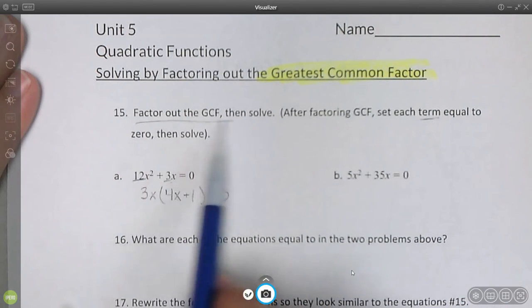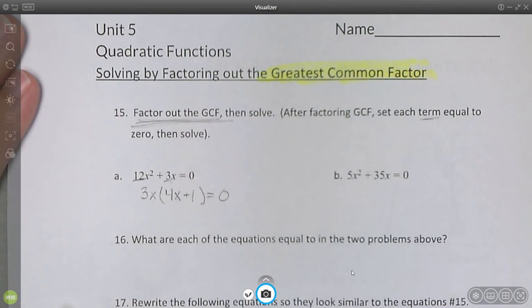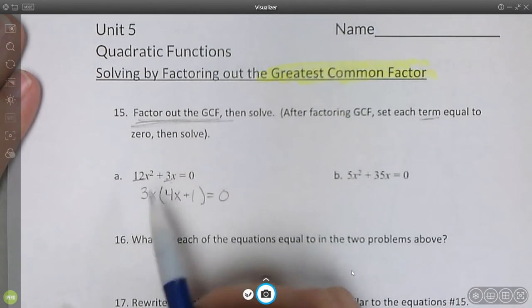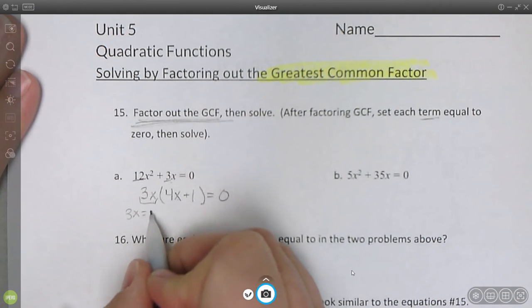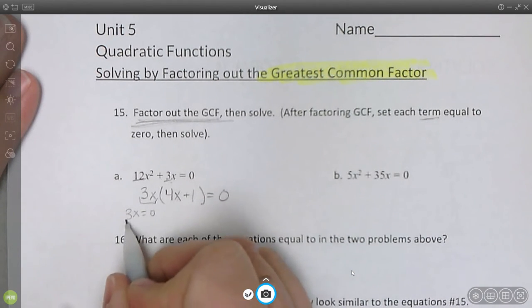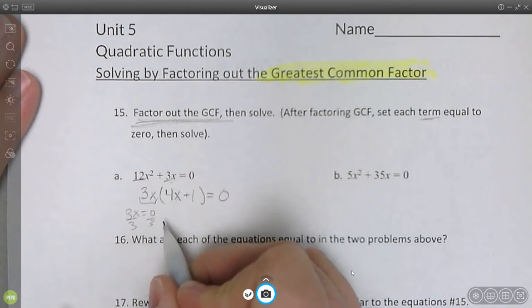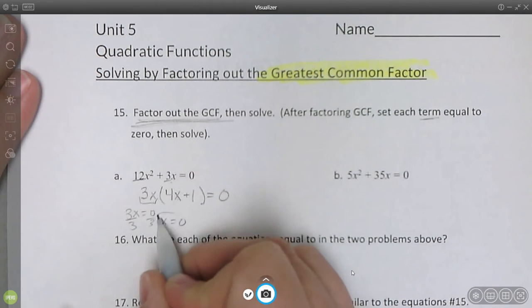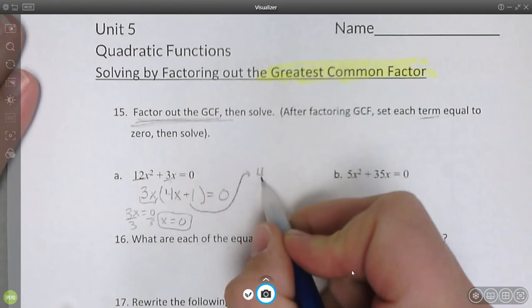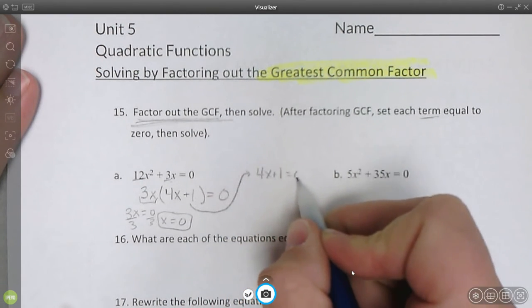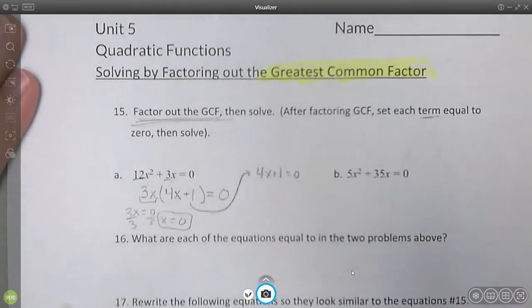All right, so the first step, factor out the GCF. Got that done. So now we have to set each term equal to 0 and solve. So I'm going to take this and set it equal to 0. So you'll have 3x equals 0. Divide both sides by 3, and you get x equals 0. So there's one answer. And then I take this one, 4x plus 1, set it equal to 0.